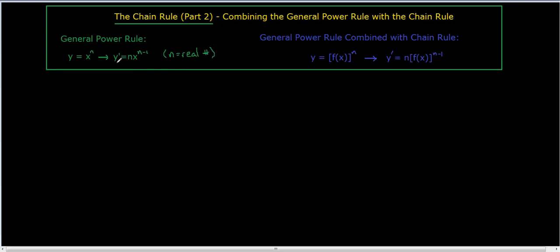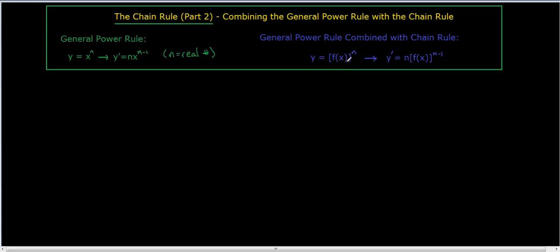Then we said that the derivative y prime was equal to n, which was the exponent. We bring down the exponent, times x to the n minus 1. So if we had, say, x cubed, the derivative was 3x to the second power. Now we're going to expand this idea a little further. Instead of raising x to the nth power, we're going to raise a function, f of x, to the nth power and consider its derivative.